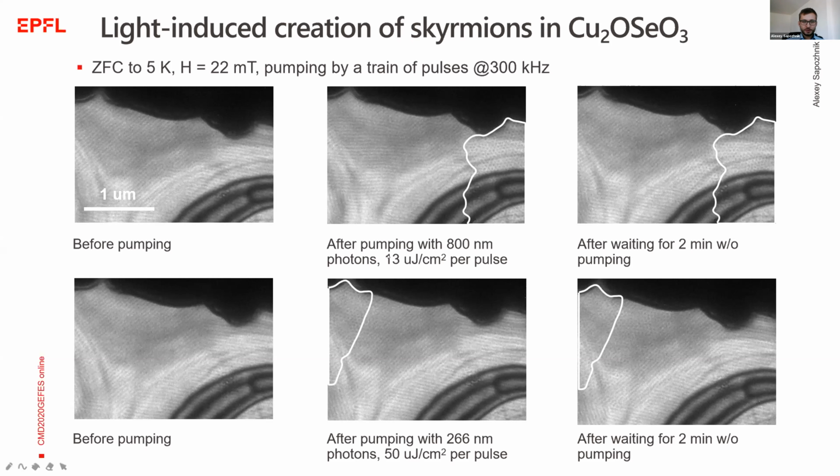Also, I want to draw your attention to the fact that the threshold fluence for obtaining skyrmions with infrared light is 13 microjoule per square centimeter per pulse, which is the absorbed fluence, already including the difference in absorption for the 2 wavelengths, and that for ultraviolet light is 50 microjoule per square centimeter per pulse.